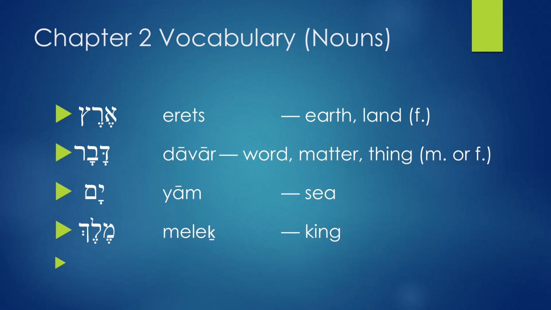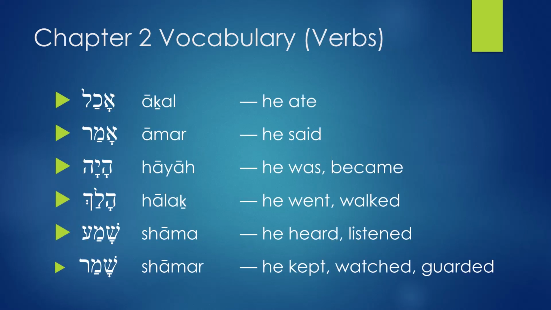Yam means sea. Next word you have melek. Again, this is a segolate noun. It's not melek, it's melek. Notice on the final Kaf, you have those 2 dots. Those dots are not affecting the pronunciation. When you're looking at the final Kaf, it will mostly have those 2 dots. So how you read this is melek. It's a segolate noun, and melek means king.